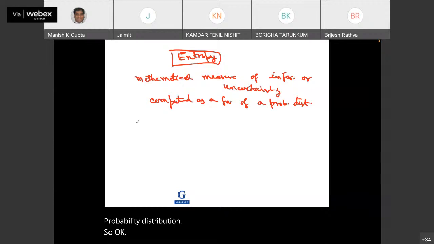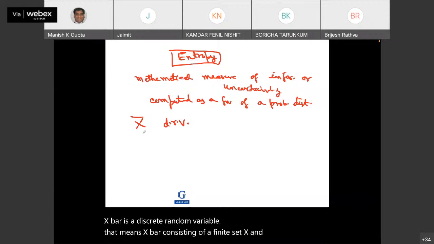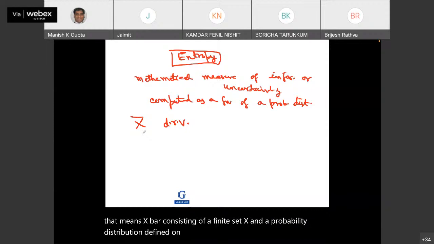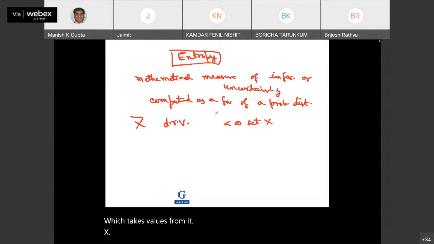Suppose X is a discrete random variable. That means X consists of a finite set X and a probability distribution defined on X. It's a discrete random variable which takes values from a finite set X according to a specified probability distribution.